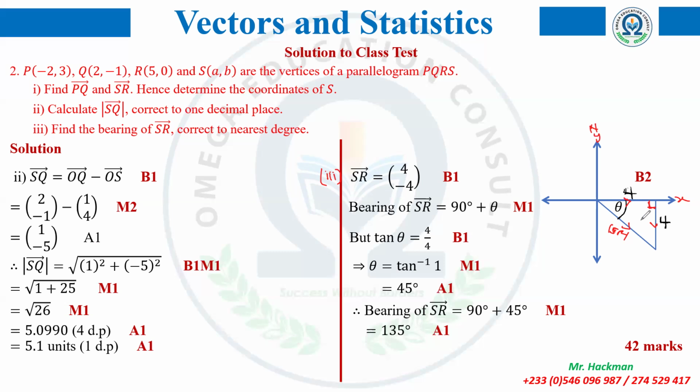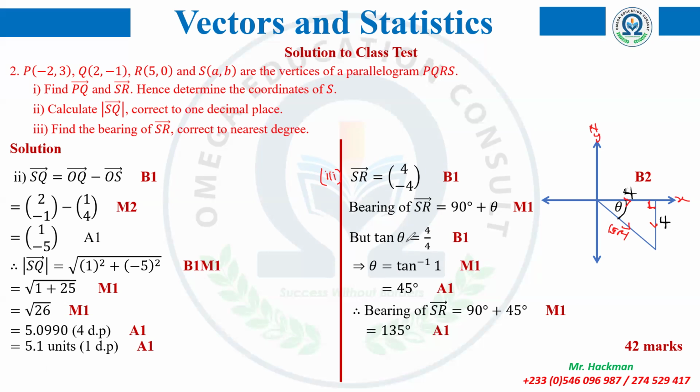So in this case, what do we have? For us to find theta, we know the opposite and the adjacent, so we have to use tan. We write tan theta is equal to 4/4. And you shouldn't see any negative here. Immediately you see a negative here, you are doomed. Take note, you are going to lose the entire marks here.